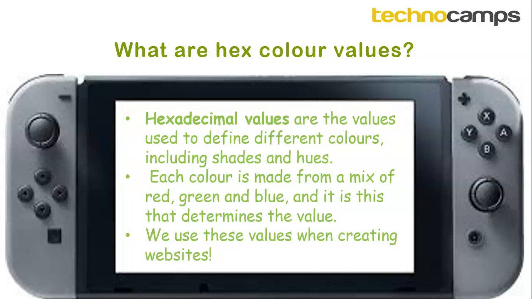Hexadecimal values are the values used to define different colors, including very specific shades and hues. Each color is made from a mix of red, green, and blue, and it is this that determines the value. We use these values when we're creating websites.